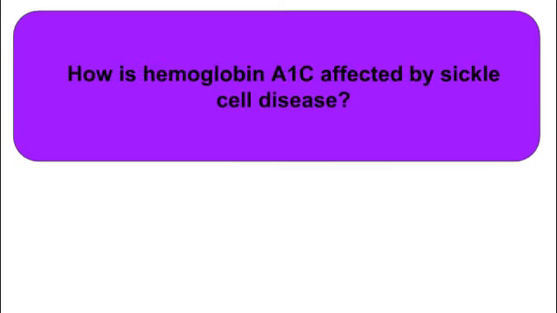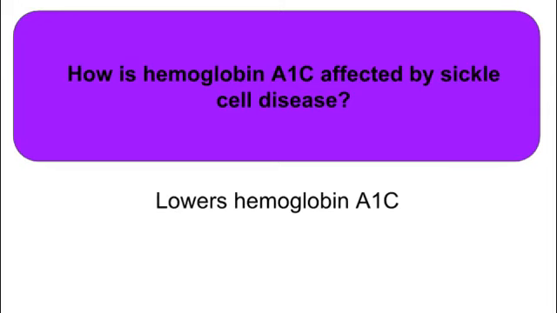How is hemoglobin A1C affected by sickle cell disease? Hemoglobin A1C gives an indication of the glucose levels over an approximate 3-month time period, therefore the lifespan of the RBC will affect the hemoglobin A1C level. Since sickle cells have a decreased lifespan, sickle cell disease lowers hemoglobin A1C.